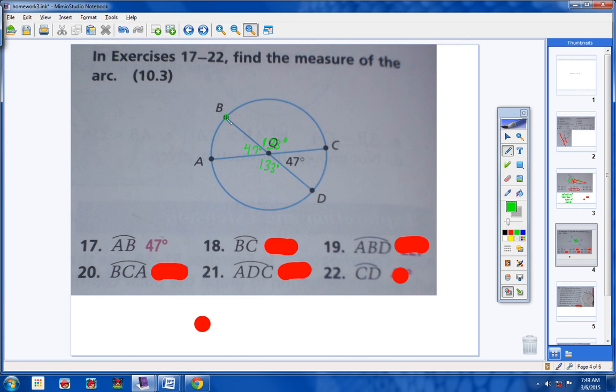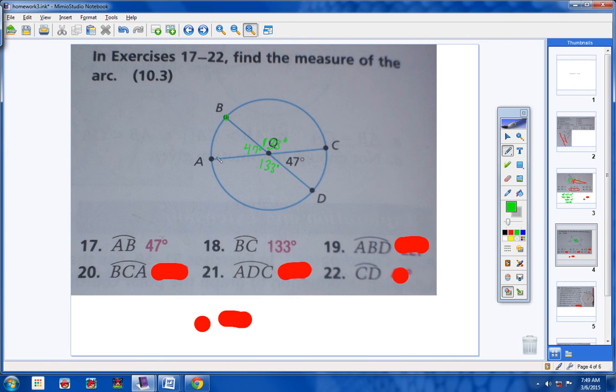Alright, BC. Well, BC starts here and goes like this. Now, by the way, how do you know it goes that direction and not the big direction all the way around? Because they only gave you two letters, and two letters means the smaller arc, less than the diameter. So the endpoints of BC are here and here. Draw this line down to the center, and this line down to the center. This angle forms the arc, so this arc is also 133 degrees. Arc BC is 133 degrees.